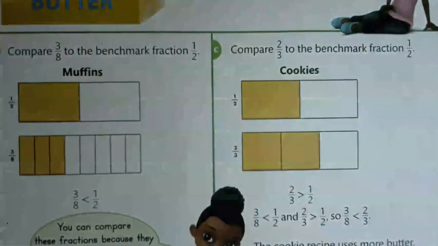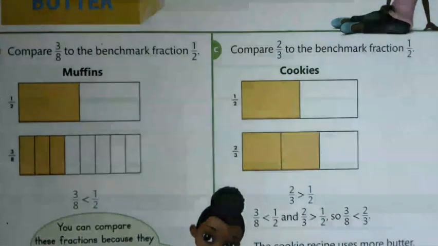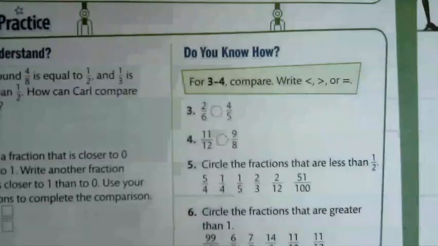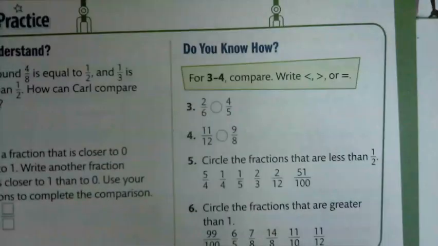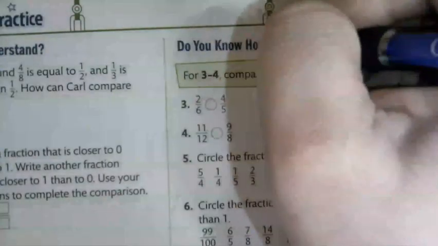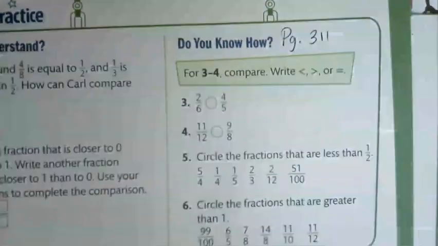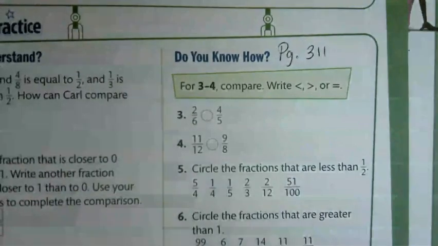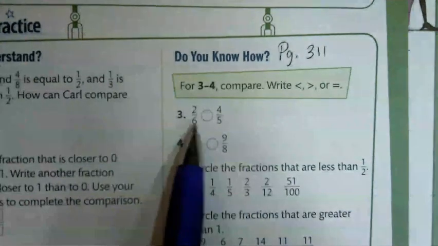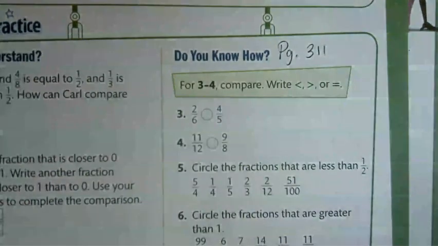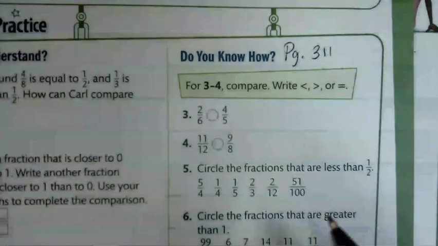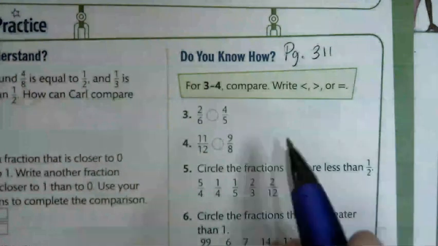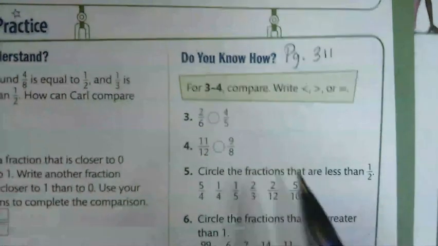All right. Well, let's go ahead and turn to the next page here. All right. For problems 3 through 4. So this is on page 311. And we're going to go ahead and look at our two numbers here. So we've got 2/6 and we've got 4/5. Now, when I do this, I'm going to ask that same question about our different fractions.